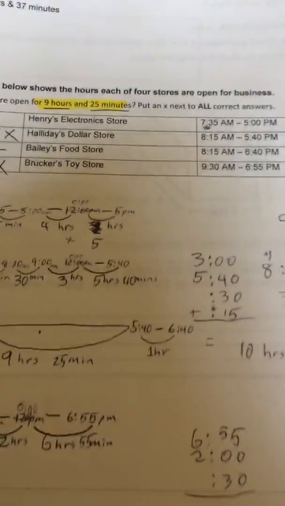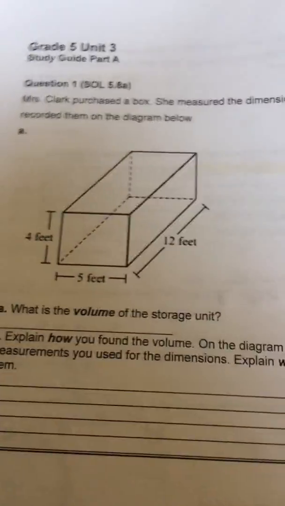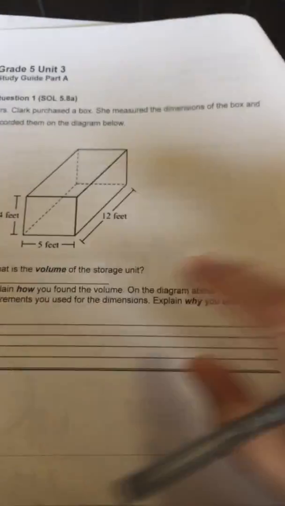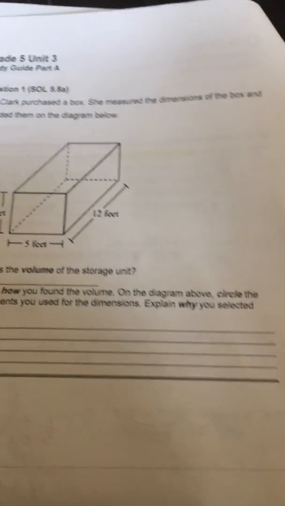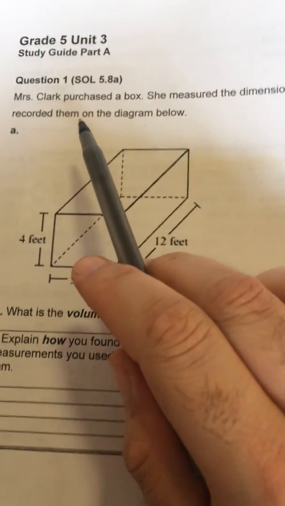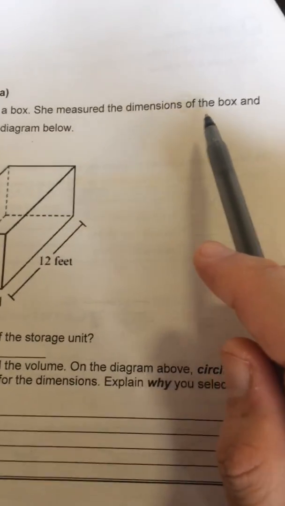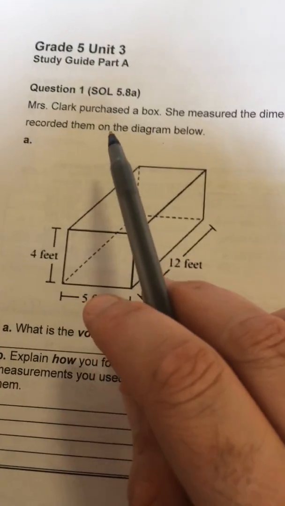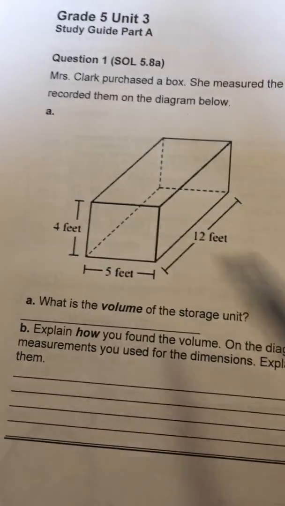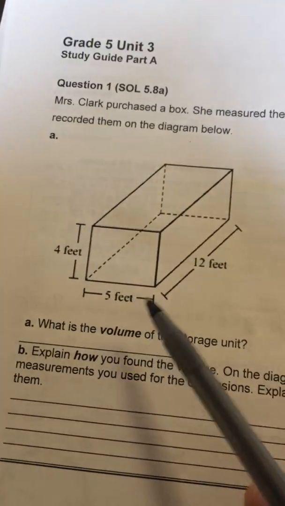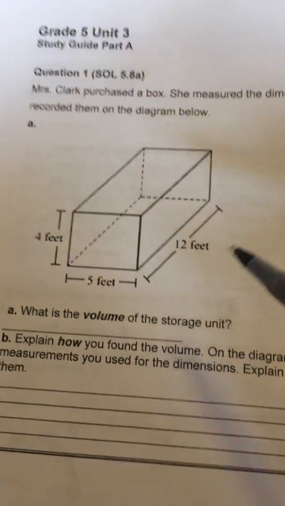So that's that for part B. But now we're going to see if we can briefly go to part A really fast. So part A is going to be really easy because you're going to use your calculators for this. I don't even have it done here for you. Mrs. Clark purchased a box. She measured the dimensions of the box and recorded them on the diagram below. So she has 4 feet by 5 feet by 12, and there's 3 dimensions.